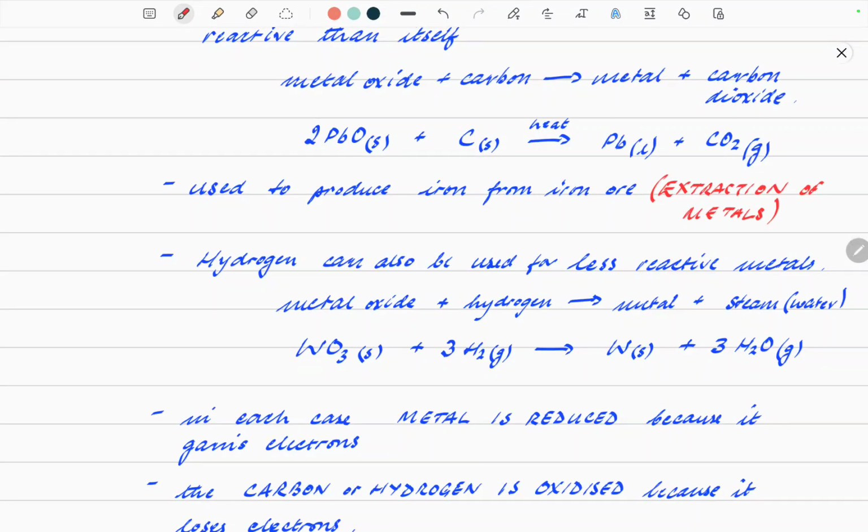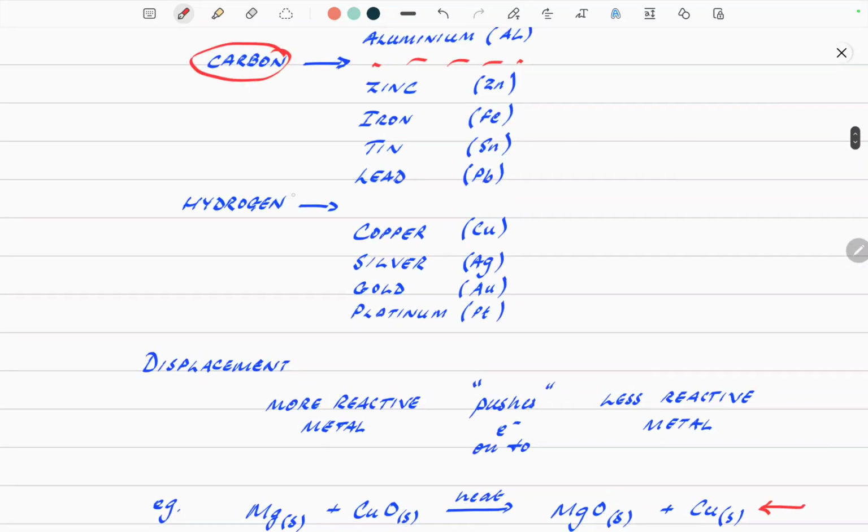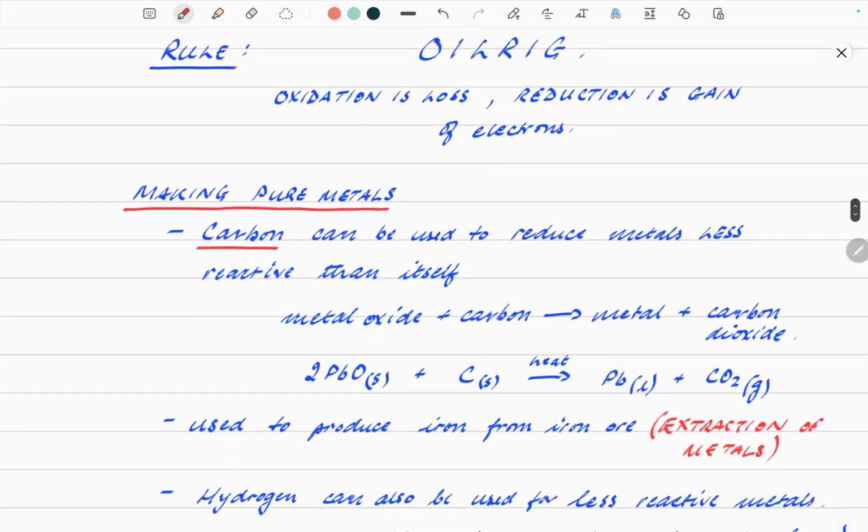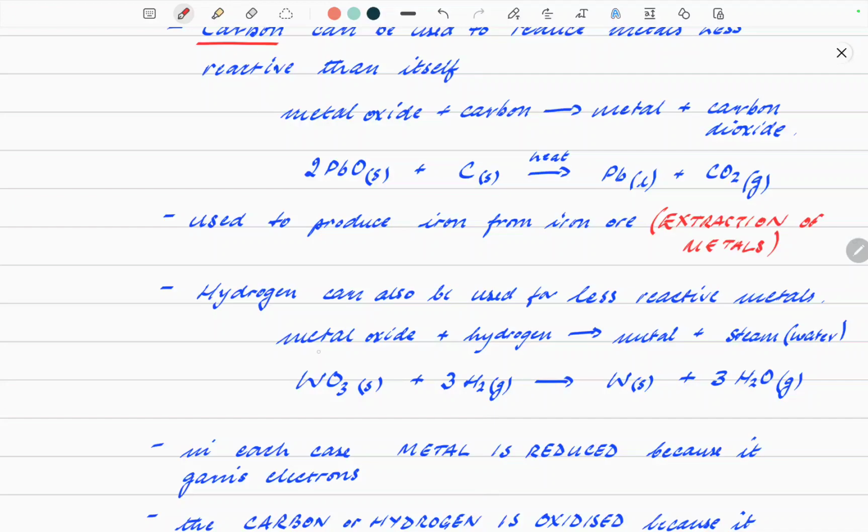All right, the next one is hydrogen. Going back up to my list there, hydrogen can be used for the least reactive metals. So an example here is, any metal oxide, a low reactivity one, with hydrogen will produce a pure metal, and here you're going to get steam. If you don't know the symbol for this one, it is tungsten. Tungsten oxide plus hydrogen gas, with heat, will give pure tungsten and water in the form of steam. So this is going to be a gas.